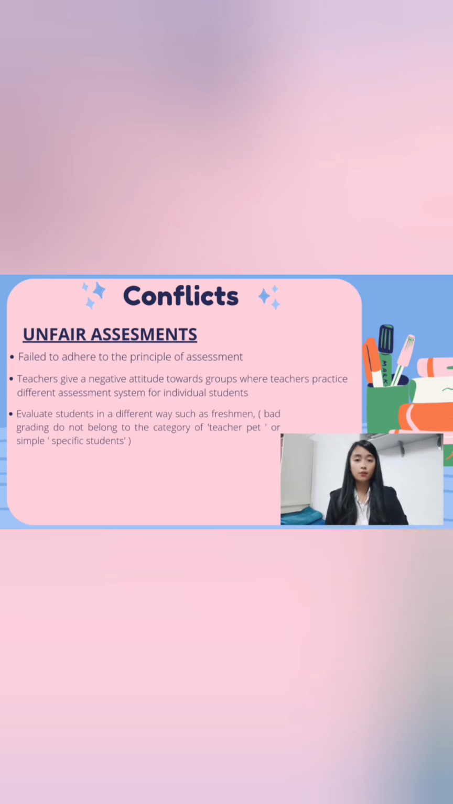There are a few kinds of problems that cause conflict among teachers and students. Point number one is unfair assessment. Some teachers fail to adhere to the principle of assessment when assessing. This situation makes students feel that teachers have a negative attitude towards them, where teachers practice a different assessment system for individual students. Students claim that teachers evaluate students in a different way.